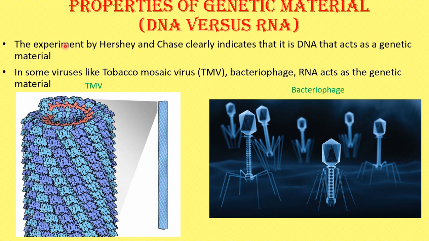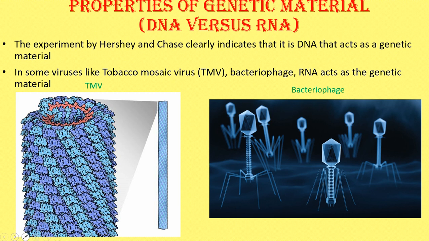Probably not protein, which is the genetic material. DNA acts as genetic material. That experiment we have already seen in the previous class. In some viruses where DNA is absent, what is the genetic material in TMV or tobacco mosaic virus? RNA is the genetic material. Here in bacteriophage, DNA is the genetic material, but some other bacteriophages possess RNA that acts as genetic material also. We'll discuss the various properties one by one.